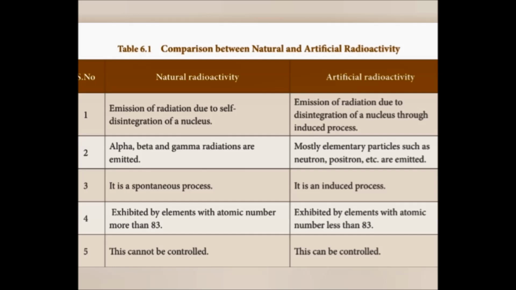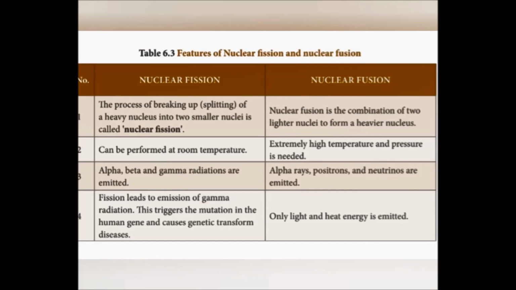Nuclear fission can be performed at room temperature. But nuclear fusion requires extremely high temperature and pressure. During nuclear fission, alpha, beta, gamma radiations are emitted. In nuclear fusion, along with alpha rays, positrons and neutrinos are emitted. Fission leads to emission of gamma radiation. This is the most harmful radiation.